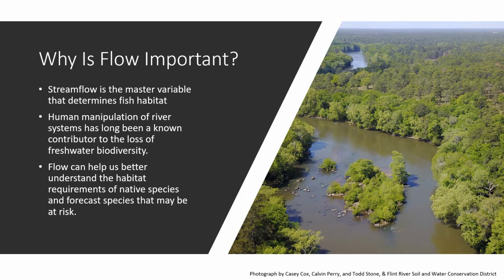So I want to begin just talking about why flow is important. Well, one, water is habitat for aquatic species, and stream flow is this master variable. Human manipulation of river systems has been an issue, continues to be an issue, and it contributes to freshwater biodiversity loss. And really, flow helps us understand the habitat requirements of native species.